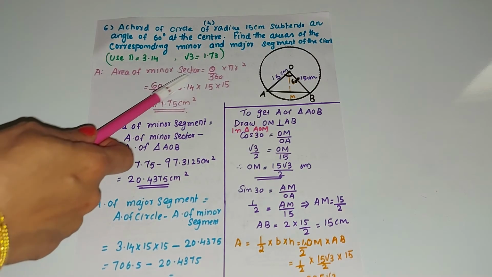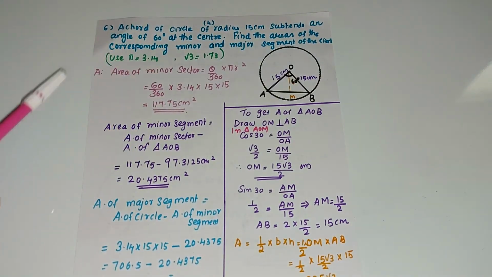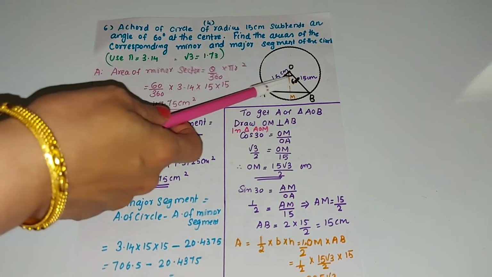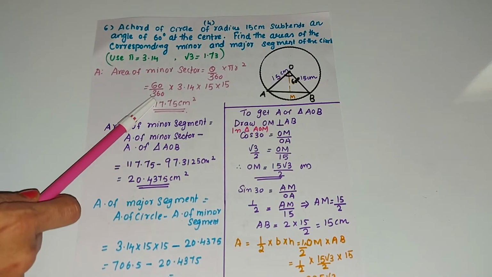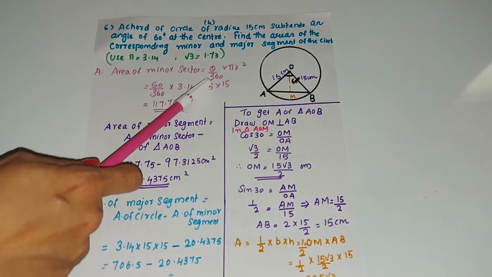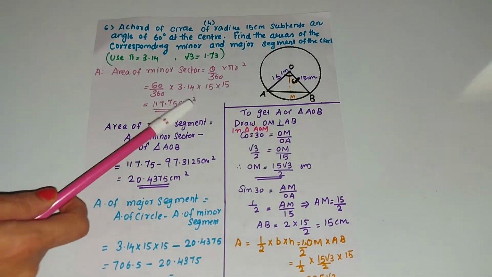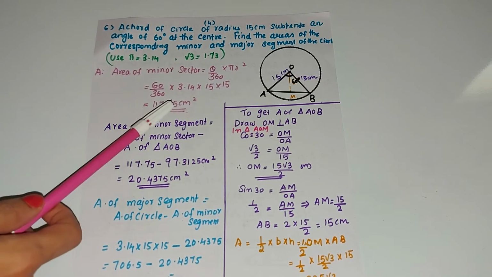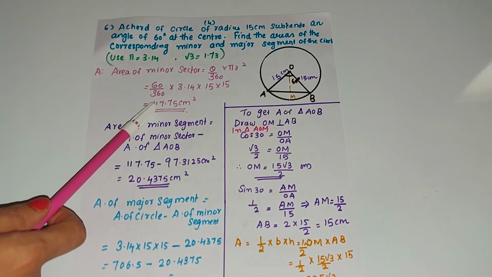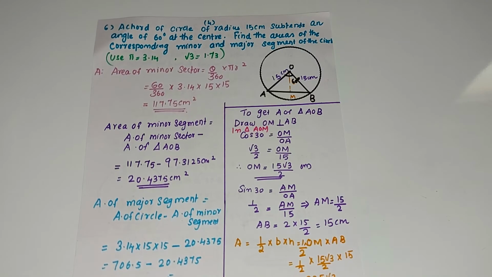So area of the minor sector equal to theta by 360 into pi r square. Here theta is given as 60 degree. So 60 by 360 into 3.14 into radius is given as 15, so 15 into 15. So we got 117.75 centimeter square. So we got area of the minor sector as 117.75 centimeter square.